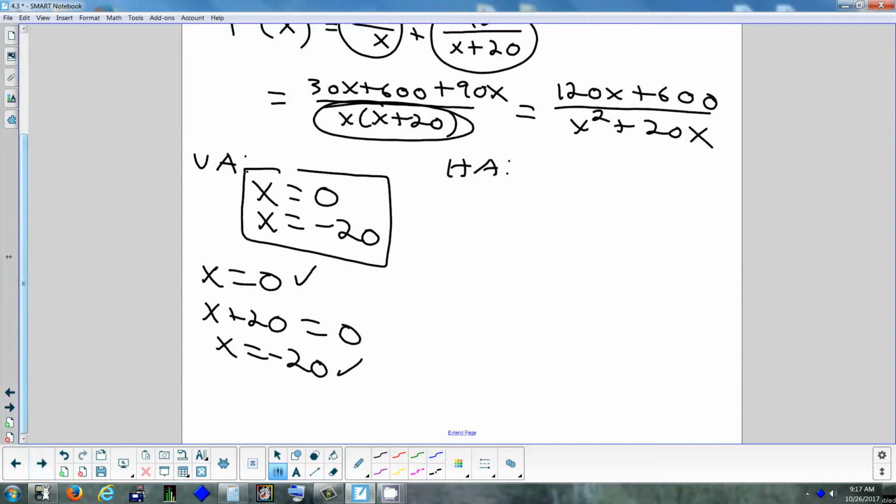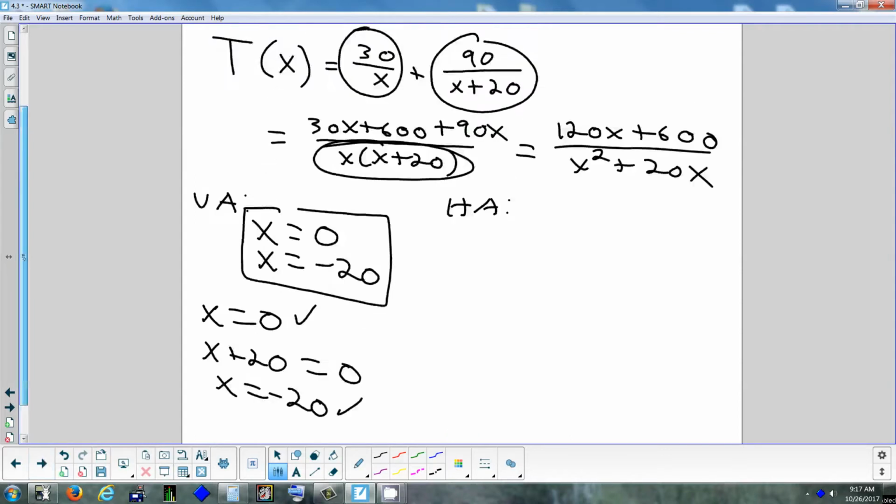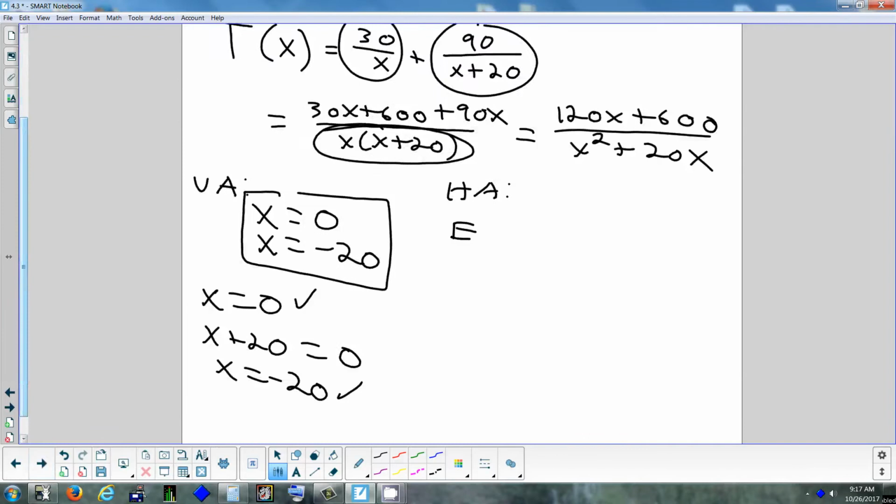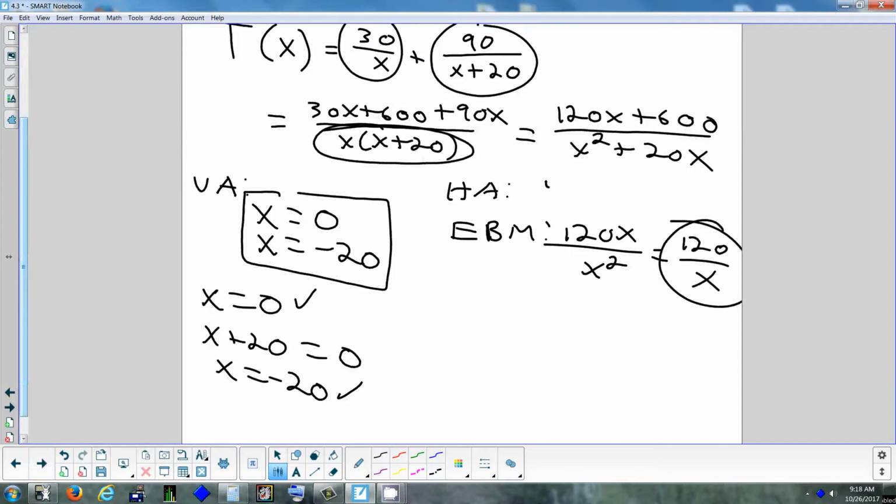Let's do horizontal. What do we usually use to help us to find the horizontal asymptotes? We find this first, Jane? End behavior model. Yeah, let's find the EBM, which is something else we have to find anyway. Can you tell me what the EBM would be here? It would be 120x over x squared, which becomes 120 over x. There's your end behavior model. What happens to that fraction as x gets really big?